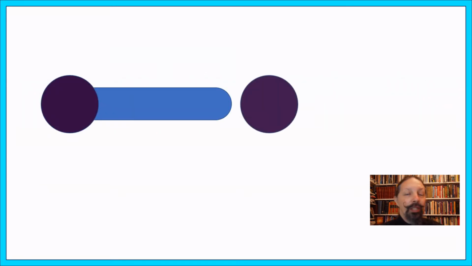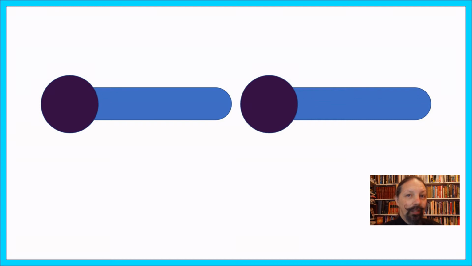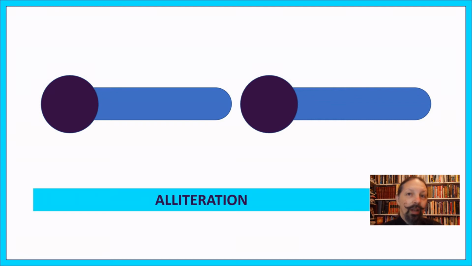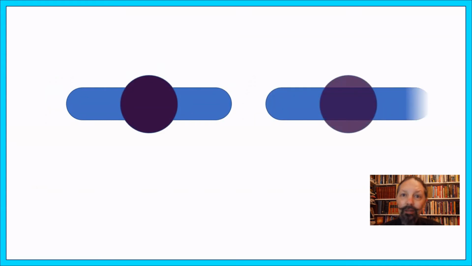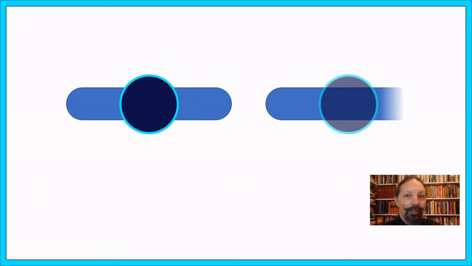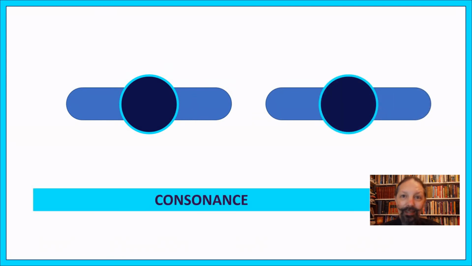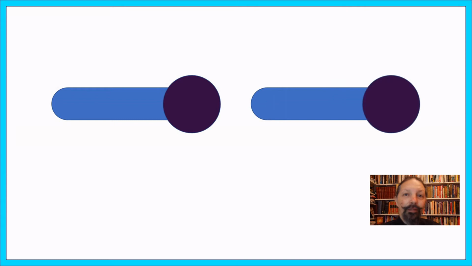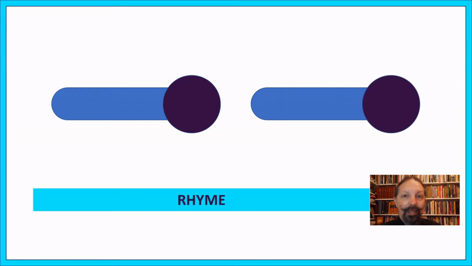Now, repetition can come at the beginnings of words, and we call that alliteration. Repetition can come in the middle of words, and depending on what is being repeated, that can be called assonance if it's to do with the vowels, or consonance if it's to do with the consonant sounds. Also, if it comes at the end, it's rhyme. And you'll find many examples of these, but you can come up with your own.